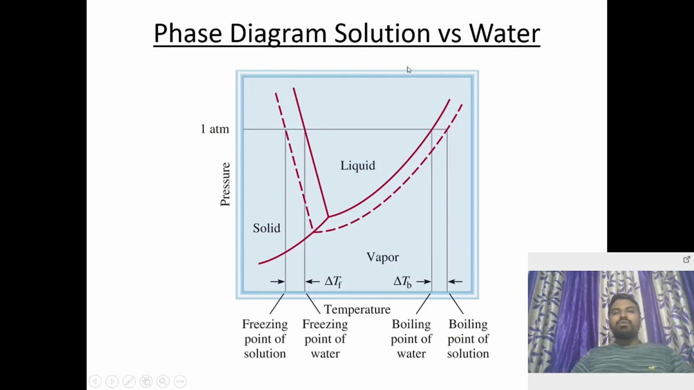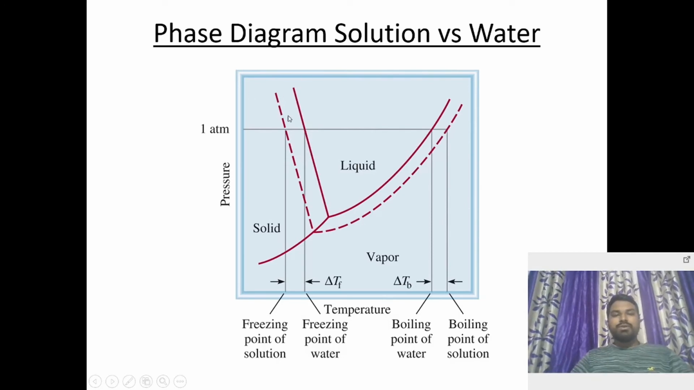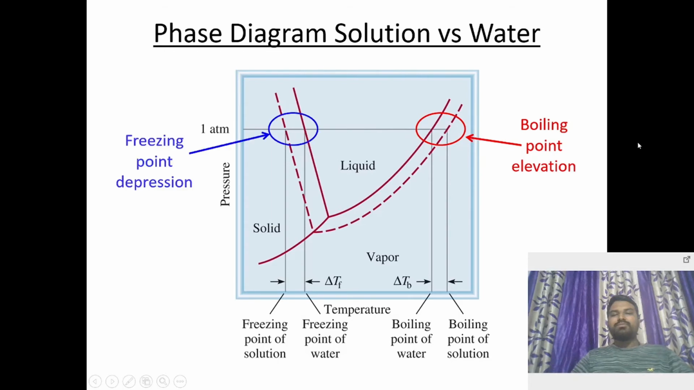Now this is the phase diagram of solution versus water. This is at 1 atmosphere pressure. The pressure versus temperature graph is plotted. This is solid ice and liquid water. This is the vapor form. These are the three forms of water, H2O. Over here is the freezing point of solution, and this one is the freezing point of water. This is the boiling point of water and the boiling point of solution. Boiling point elevation is given over here and freezing point depression is given over here.